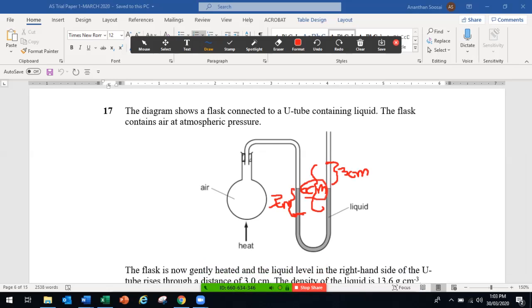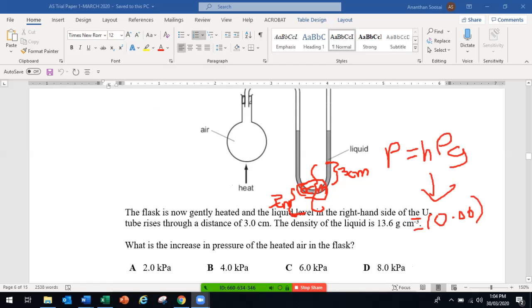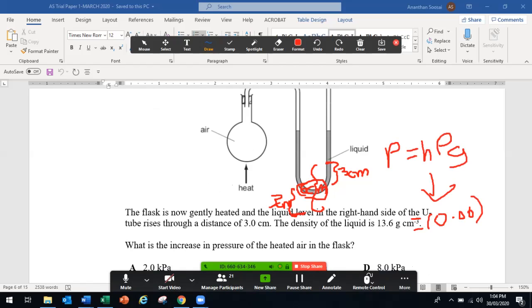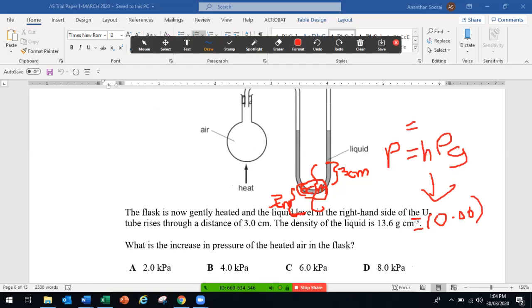So the 6 centimeter actually tells you the pressure difference. The pressure difference is h rho g, where your h should be 6 centimeter, or 0.06. Using 0.06 and the density, the density is gram per centimeter cube. Okay, so you put in 0.06, we put it in meter.